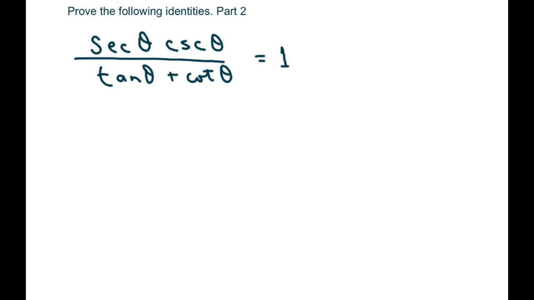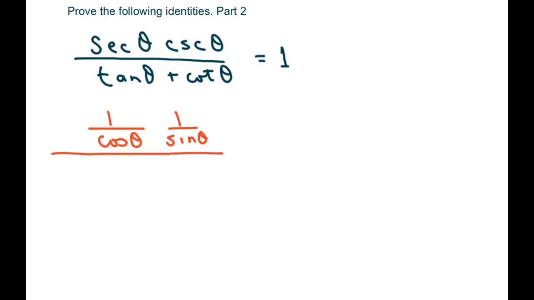Prove the following identities by this. We're going to have two of them here, and for the first one we're going to rewrite everything in terms of sine and cosine, and we're working on the more complicated side, which is the right side. So I'm going to write this as 1 over cosine. Secant is that. Cosecant is 1 over sine.